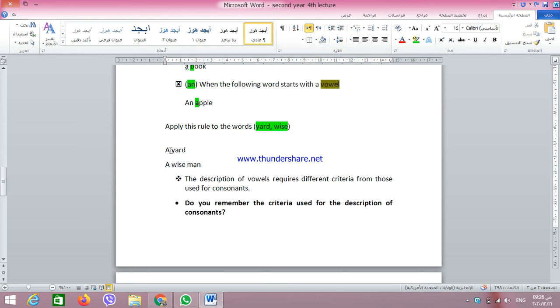So these are examples about the choice between a or an based on the following sound. Since we use a, not an, it means that the sound ya is a consonant. The same is true for wa in the word wise. We do not say an wise. Again, the sound wa is a consonant.